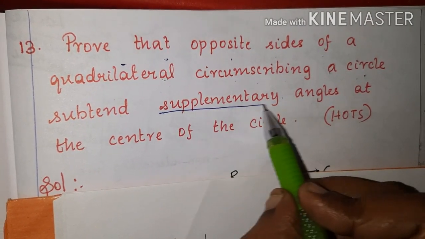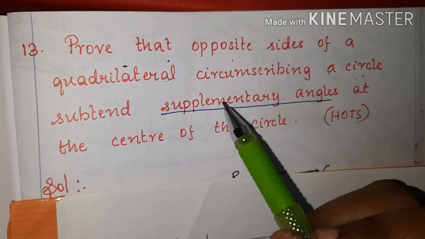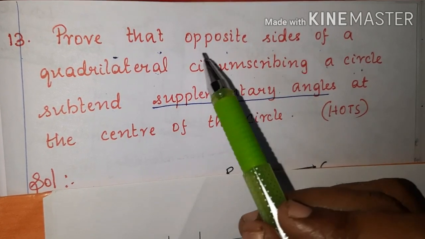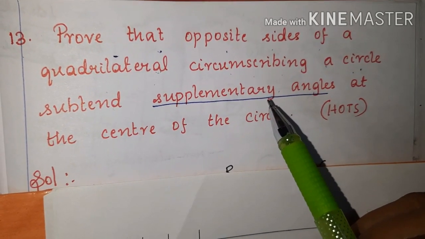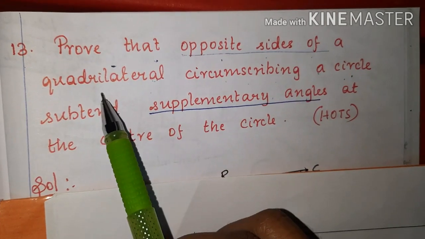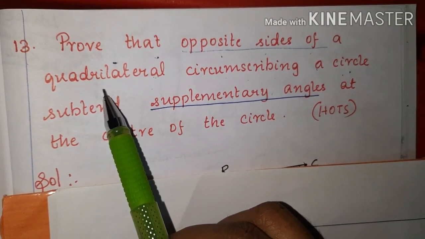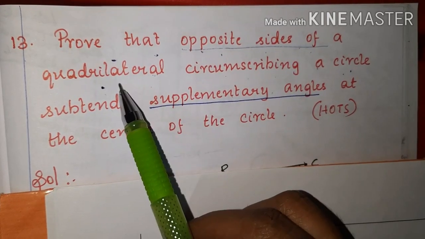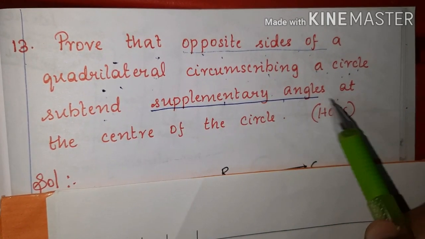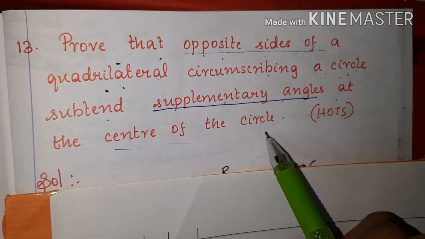What are supplementary angles? When the sum of two angles is equal to 180 degree, we call them supplementary angles. So which two angles are going to be supplementary angles? The opposite sides of a quadrilateral. So, understood the question, students? Opposite sides of a quadrilateral circumscribing a circle subtend supplementary angles at the center of the circle.